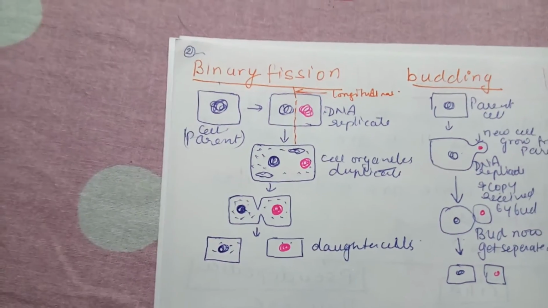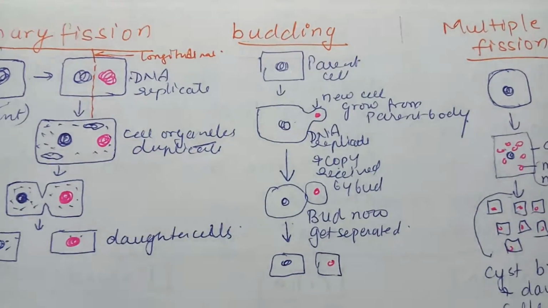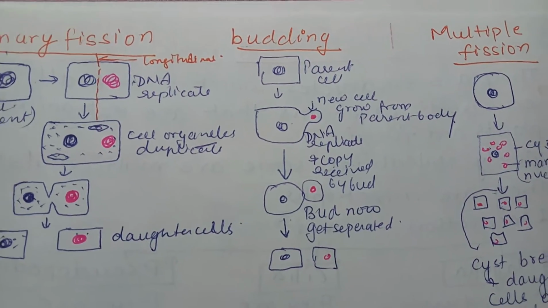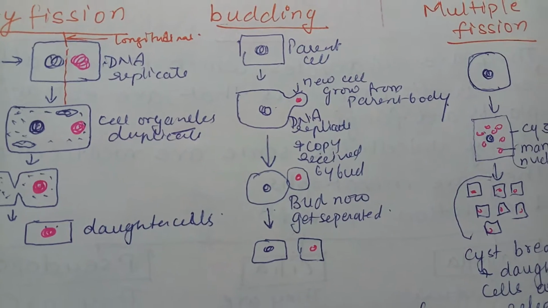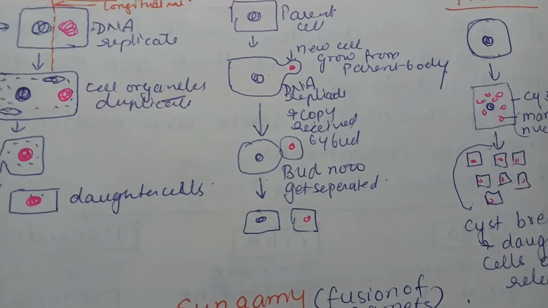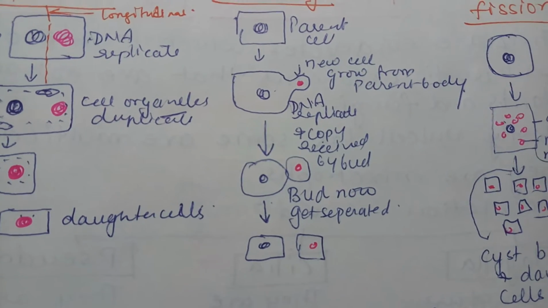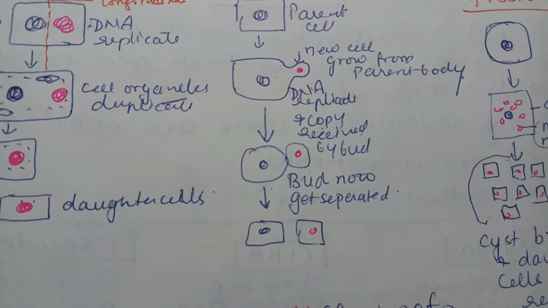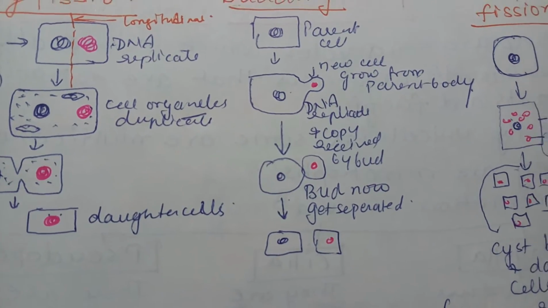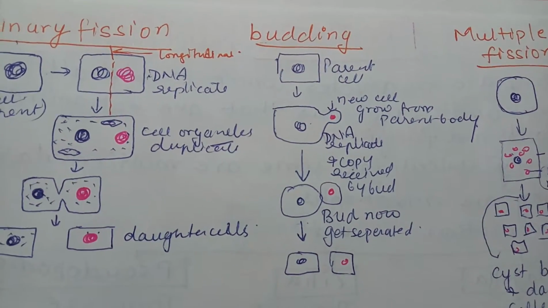and two daughter nuclei are generated. In case of budding, there is a small extension growth in the cell, and later on the DNA duplicates, one of the copies goes to that extension, and then it is enclosed by a membrane, and then at maturation two different cells are produced from one cell.